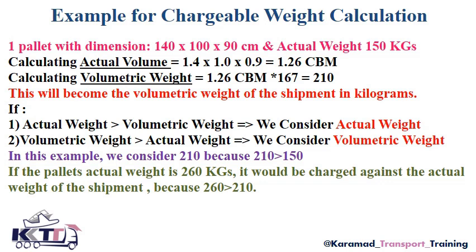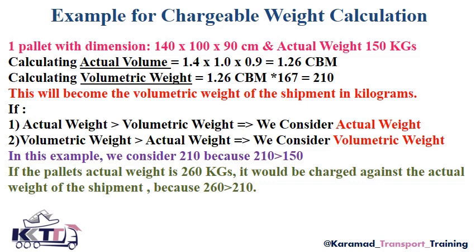To calculate the CBM, as you know, we first need to convert the dimensions to meters and then multiply them together. So we convert 140, 100, and 90 to meters. As you can see on the second line, that gives us 1.4, 1, and 0.9. Finally, we multiply them together and the total volume of our cargo becomes 1.26 CBM.